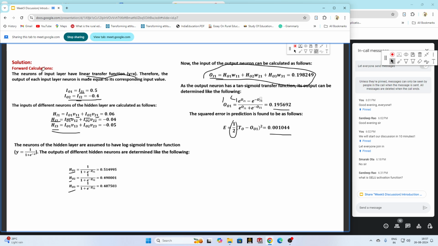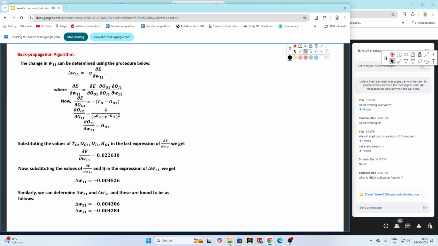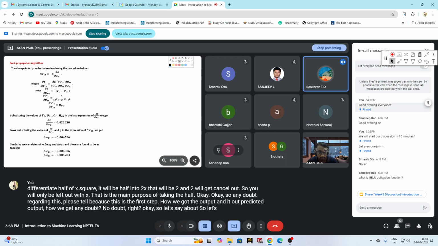Any doubt regarding this, please tell, because this is the first step. How we got the output? Any doubt? Predicted output? How do we get it? No doubt, right? Okay, so let's say nobody has any doubt.